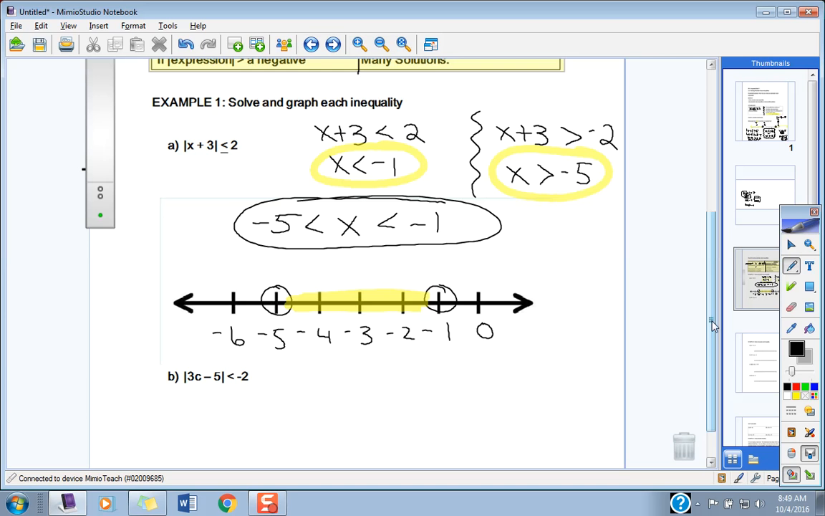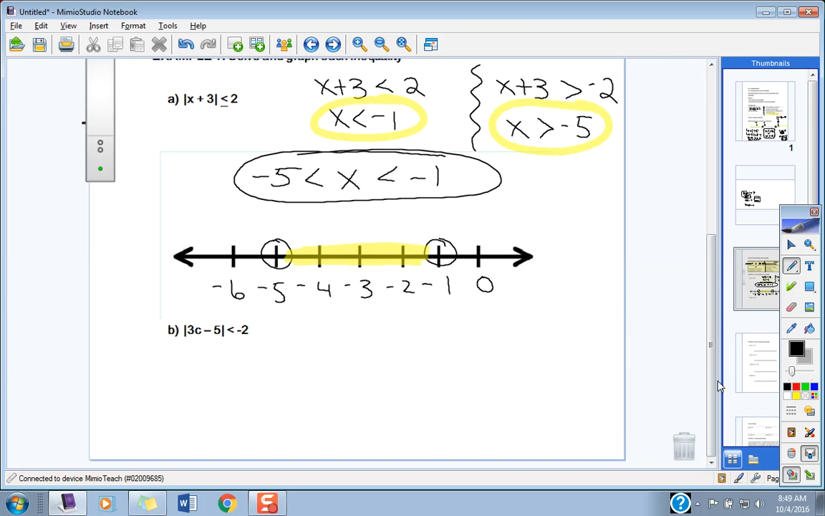Okay? I'll come back to the one I want to do. I actually want you guys to try part B on your own right now. Part B is just like part A. Oh, no, it's not. No, it's not. Why is this different right here, guys? It's less than a negative.